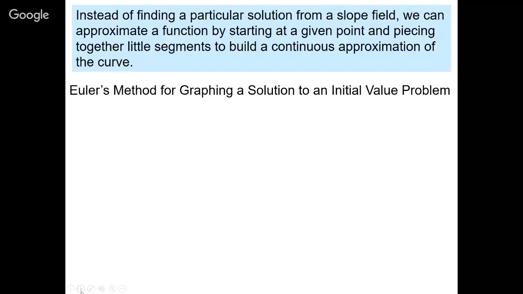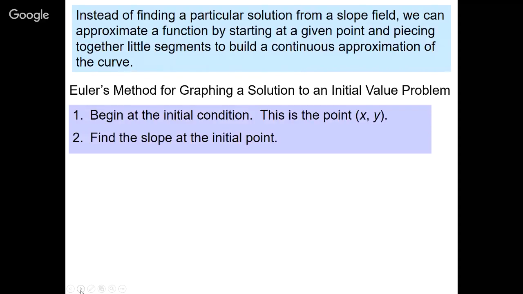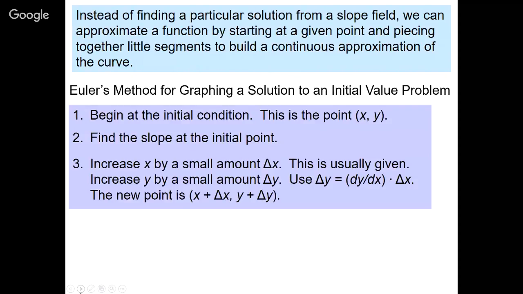So we're going to use Euler's method to graph a solution to an initial value problem. An initial value problem is nothing more than me giving you a particular point that our general solution is going to pass through. So we have to start at the initial condition, which is the point we're given, and then find the slope at that point. We use that slope to predict the change in y by multiplying dy/dx by the change in x. In effect, if delta x is small enough, it will cancel out with the little dx and give us an approximation for delta y.